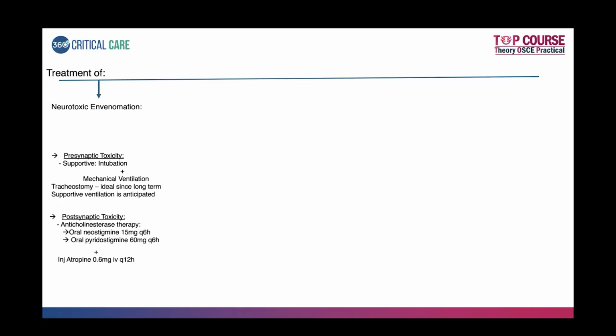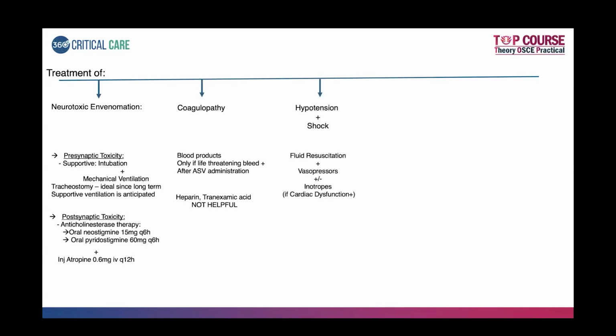If it is postsynaptic, then you go with anticholinesterase therapy like oral neostigmine 15 milligrams 6th hourly or oral pyridostigmine 60 milligrams 6th hourly with atropine if needed. Coagulopathy: blood products only if there is a life-threatening bleed after ASV administration. Heparin and tranexamic acid are not helpful and don't need to be given. If there is shock and hypotension, fluid resuscitation plus vasopressors plus or minus inotropes if cardiac dysfunction is there.